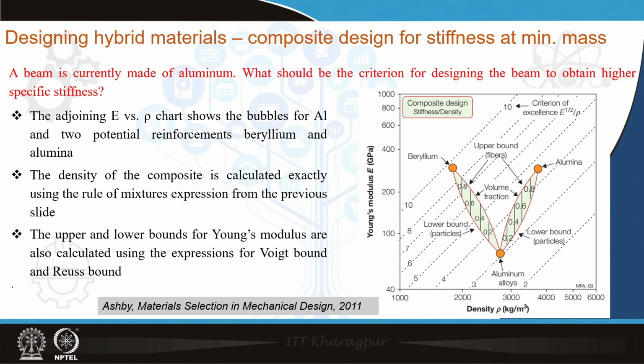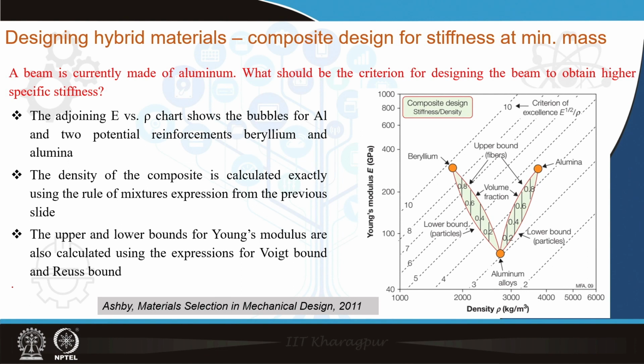The answer lies in the density values, because as you can see over here, the Young's modulus of both alumina and beryllium is more or less similar. However, the density of beryllium is significantly lower than the density of alumina. The density of aluminum is around 2.7, and if we see the location of the two orange circles, the density of alumina is more than aluminum, whereas the density of beryllium is actually lower than aluminum.